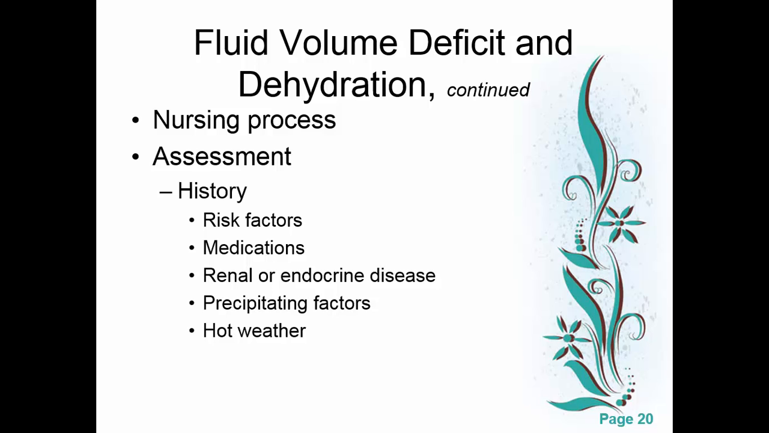All right, looking at the nursing process. Under assessment, you need to get a good history. You need to get risk factors for fluid loss. That could be nausea and vomiting, nasogastric suctioning, increased urinary output, fever, wounds that are draining. Medications are also a risk factor. Renal and endocrine diseases are risk factors. Any precipitating factors such as being in hot weather.